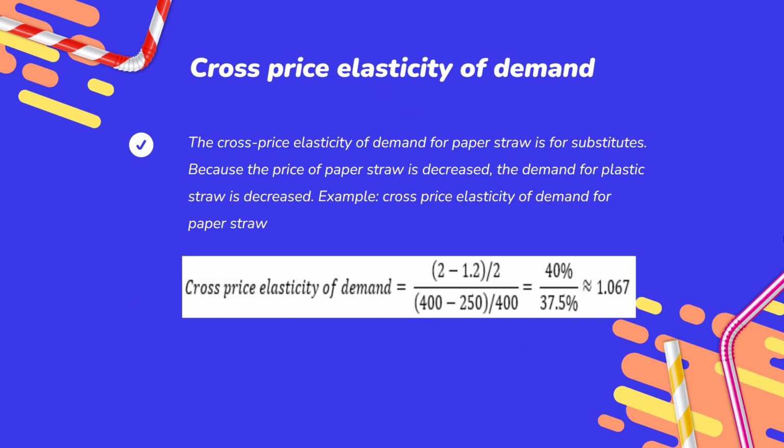Next is cross price elasticity of demand. The cross price elasticity of demand for paper straw is for substitutes, because when the price of paper straw decreases, the demand for plastic straw decreases. For example, cross price elasticity for the demand for paper straw is about 1.067.